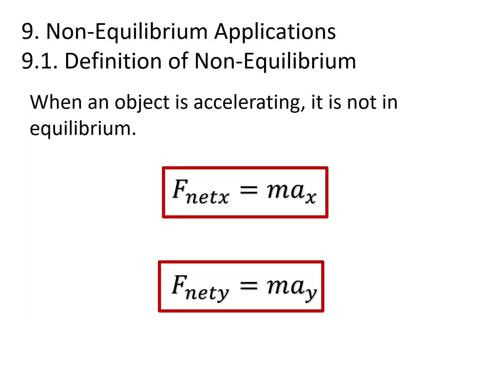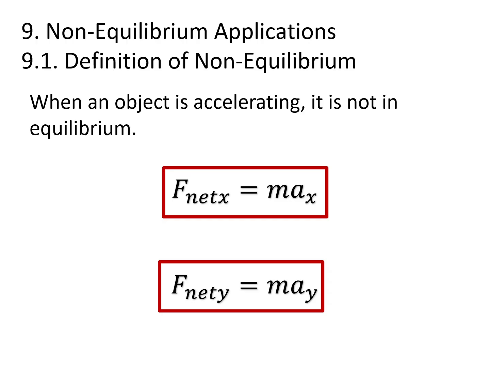In the previous lesson, we studied equilibrium problems. In equilibrium, acceleration is zero, so the net force in each direction is also zero. Now we move to non-equilibrium applications. An object is not in equilibrium when it is accelerating. This means the net force is not zero. Instead, the net force equals mass times the acceleration.